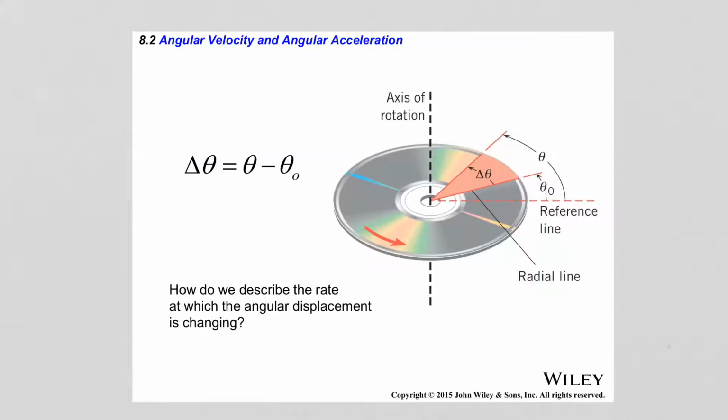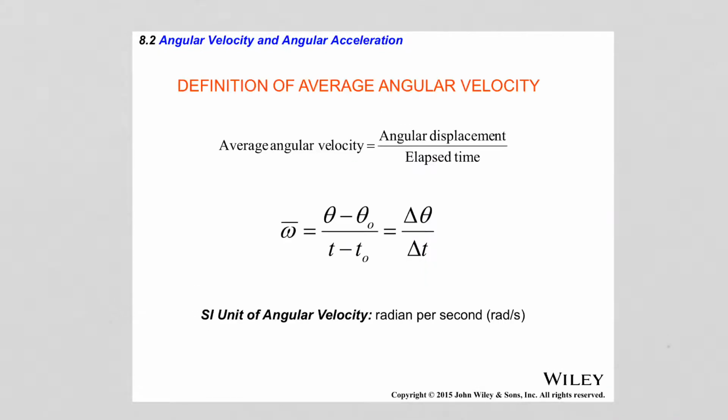So I defined angular displacement delta theta. The question is, how fast will a point P on the edge of this CD get from this initial position to this final position on the CD? How fast will this point P travel through that angular displacement? To be able to answer this question, we need to introduce another kinematic quantity associated with rotational motion. That kinematic quantity is the average angular velocity.